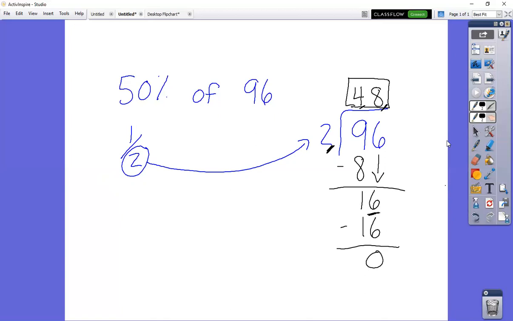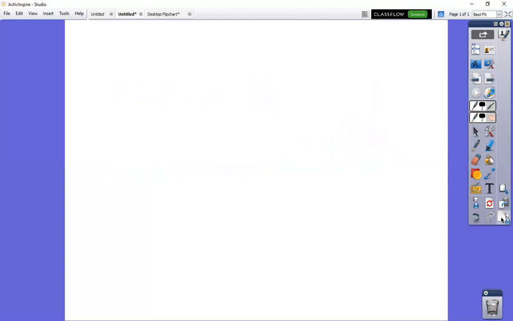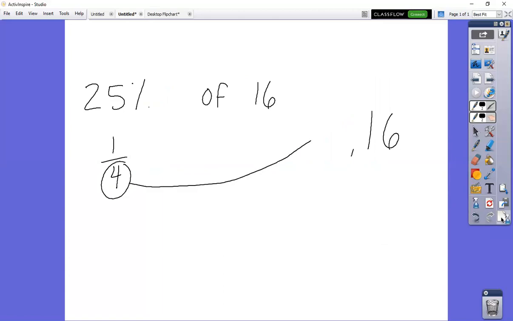Okay? The next problem we're going to do is not 50% anymore. We're going to do 25% of numbers. So let's find 25% of the number 16. Remember, 25% is what fraction? It is 1/4. So 25% of 16 is the same thing as saying 1/4 of 16. So if you have 16 over here and you take 1/4 of it, remember you're bringing your denominator over here, you're going to put it just like that.